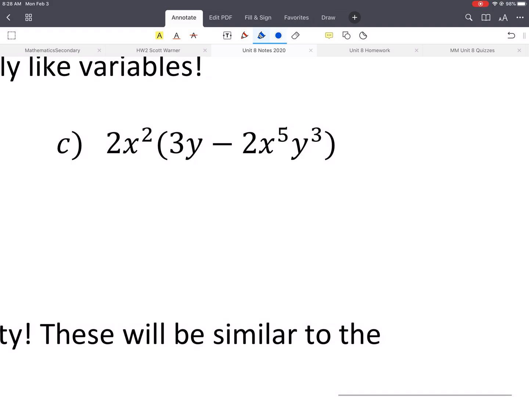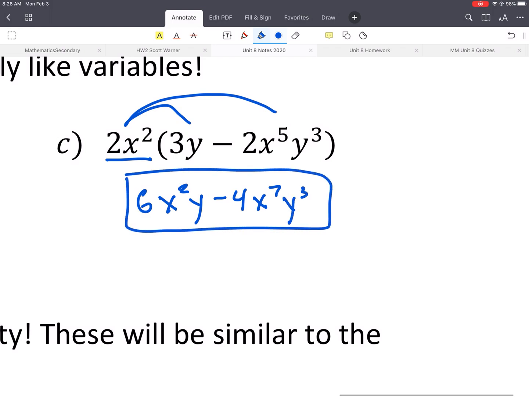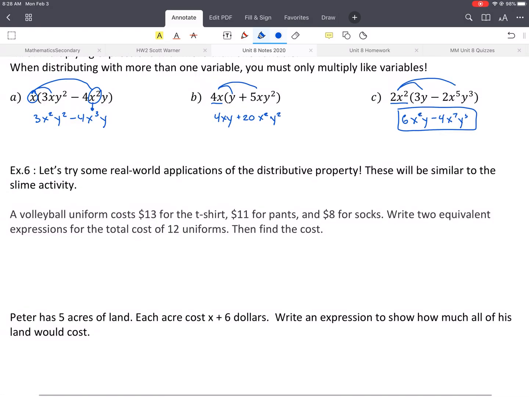All right, next, last one, distribute this. 2 times 3 is 6. We've got an x squared and a y. We'll distribute here. 2 times negative 2 gives you negative 4. X squared times x to the 5th gives you x to the 7th. And then y to the 3rd. Okay? If you have any questions on these, just let me know.